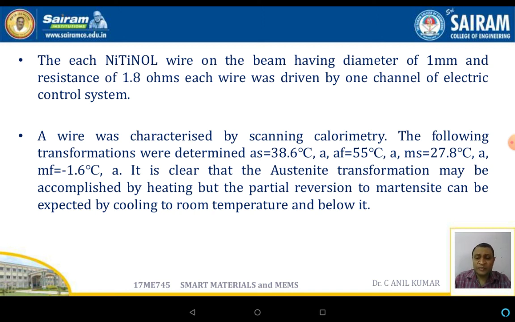And also, to achieve the entire martensite conversion from austenite, this is done using the cooling curve, and it has to be cooled below the room temperature to have a 100% conversion. It is clear that austenite transformation may be accomplished by heating, but the partial reversion to martensite can be expected by cooling to the room temperature and even below it.